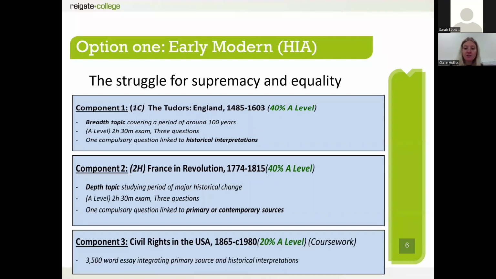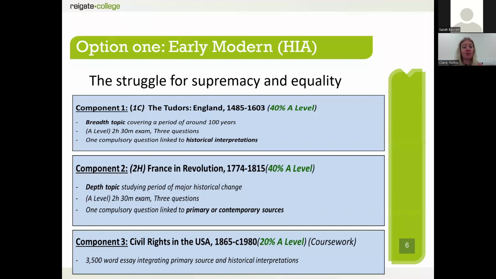Now, in addition to the examined units, we have coursework here. So this coursework accounts for 20% of the overall A level. And what you would be producing here would be approximately a 3,500 word essay, which would include an essay, but also some coverage of primary sources and interpretations there.